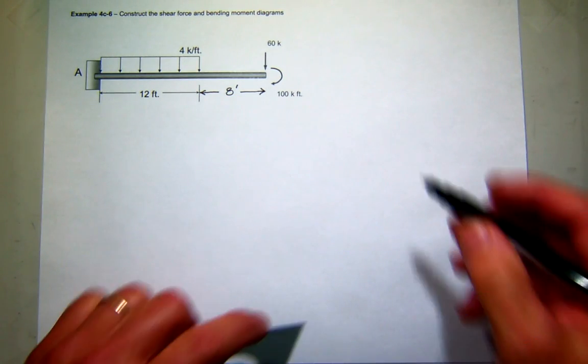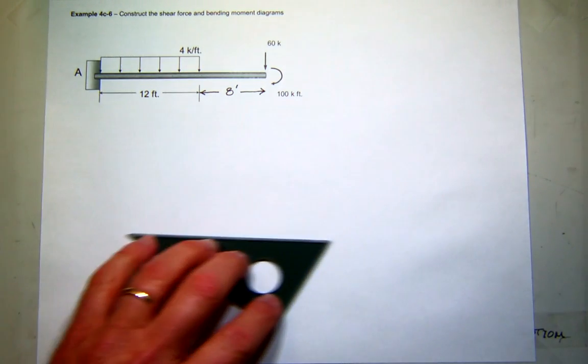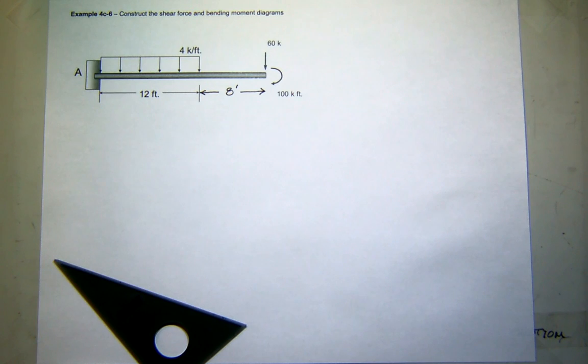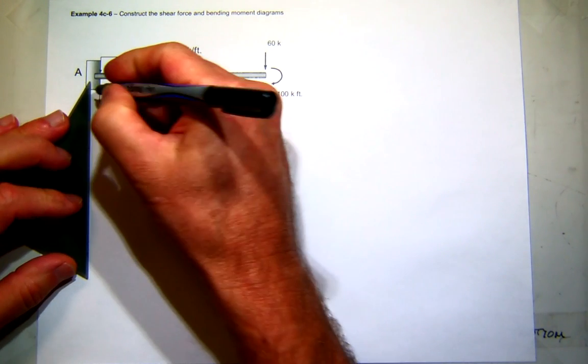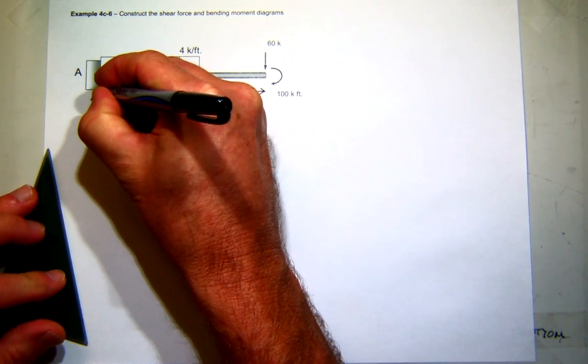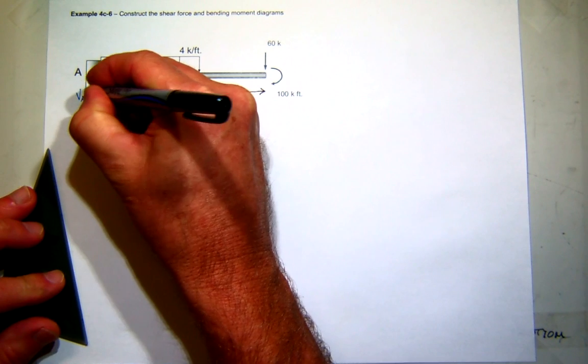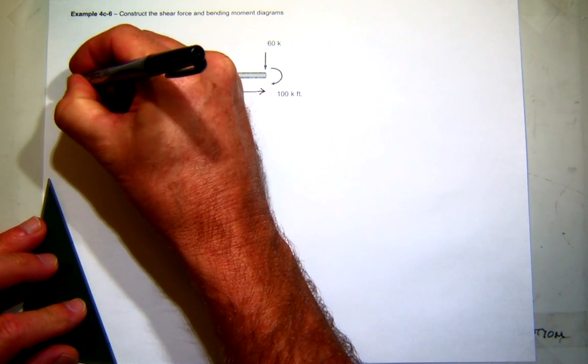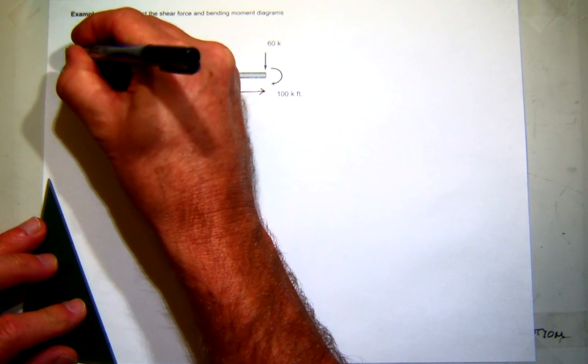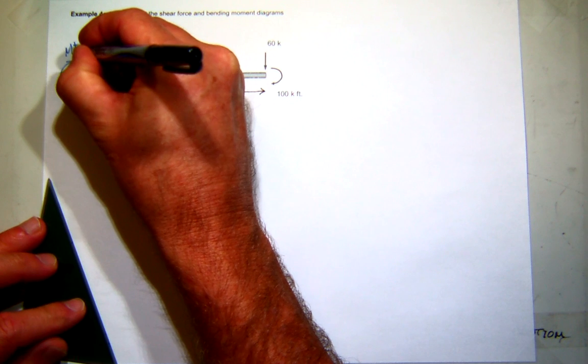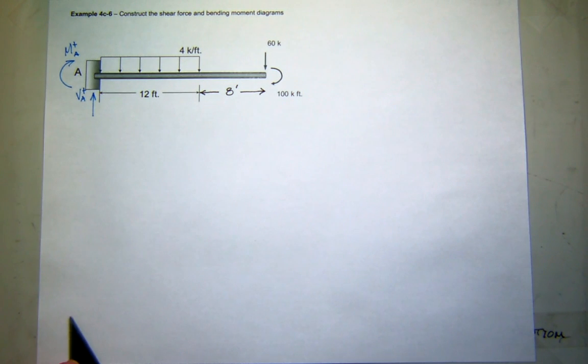Okay? So let's go over here, and at A I'll indicate my reaction. I know my positive shear force at A is up, and my positive bending moment at A is in that direction. So we need to find those reactions.